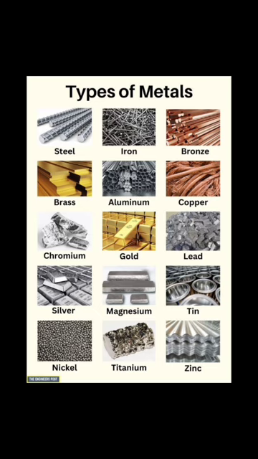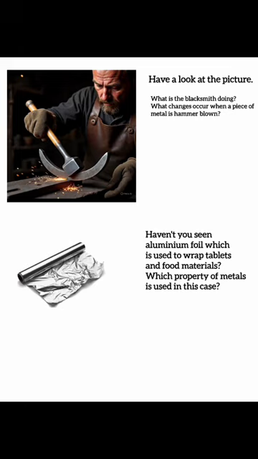Now just observe the first picture. A person is handling something, right? What would it be? Yes, it is a piece of metal. What is the blacksmith doing? Yes, he is handling a piece of metal. Good. What changes occur when a piece of metal is hammered? Yes, the shape of the metal changes, right?